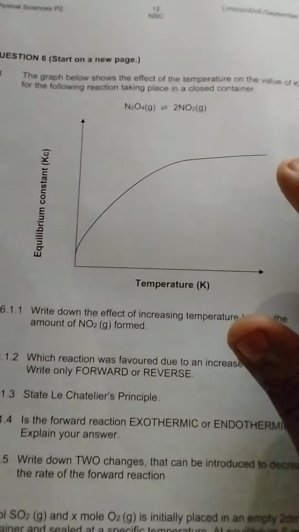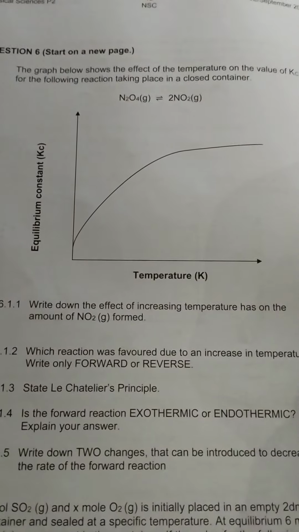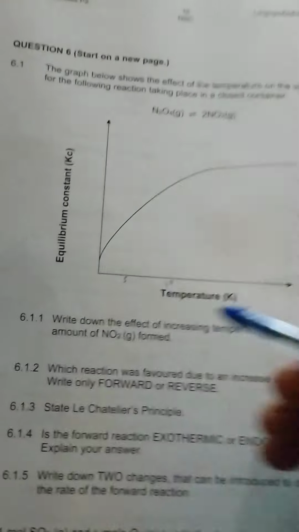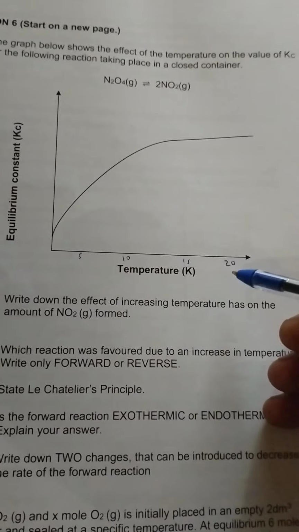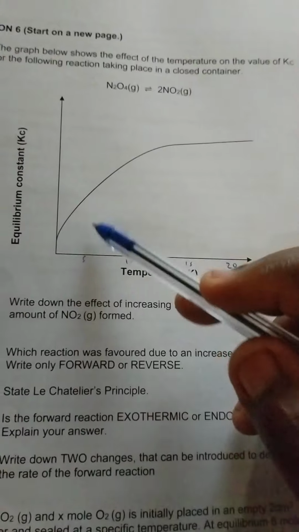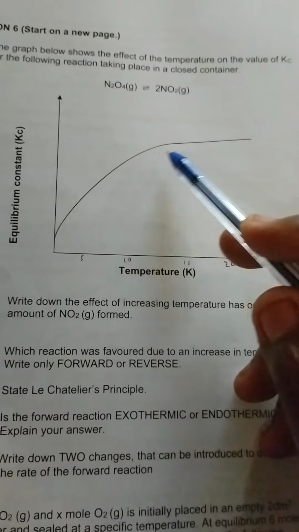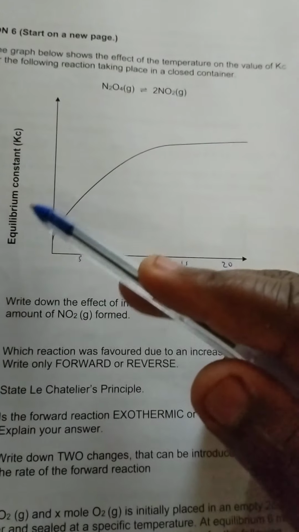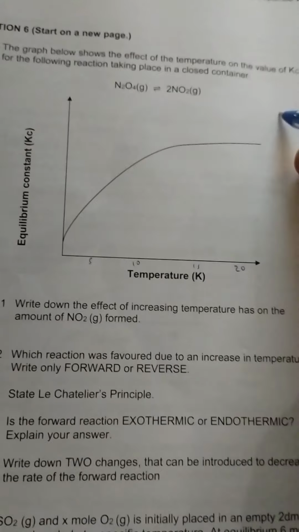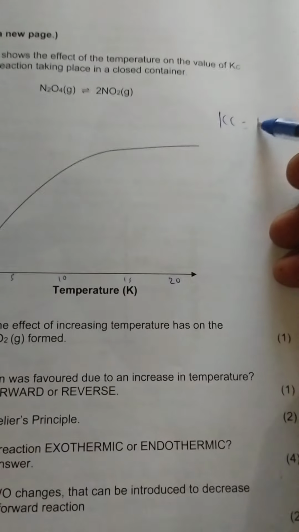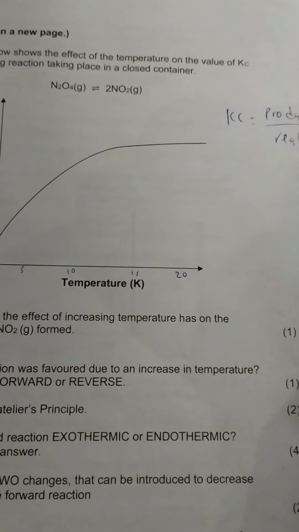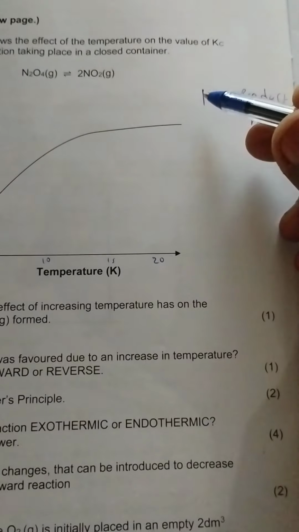So the first question they're asking us, write down the effect of increasing temperature on NO2. Remember, if we do math, I can have 5, 10, 15, and 20 as my x values. So it's obvious from here, when we go this side, the thing is increasing until it reaches equilibrium. So as the x values are increasing, so is the Kc. Remember, Kc is product over reactant. Mathematically, if product is high, therefore also the answer will be high.